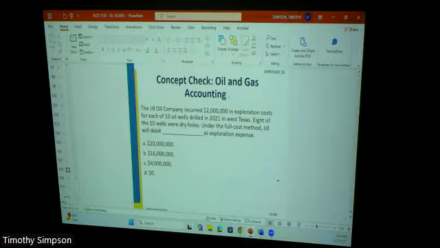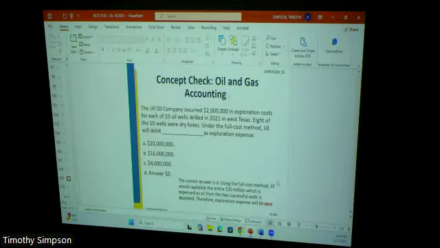All right, Jill Oil, this quick one is done here. Jill Oil Company incurred $2 million in exploration costs for 10 wells drilled in 2021 in West Texas. Eight of the 10 wells were dry holes. Under the full cost method, we're going to debit what? $2 million? Or, I'm sorry, $20 million. It was 2 million times 10 wells. There's no $2 million answer there. It's 2 million per well times 10, which is 20 million, and we're going to simply debit all of it to exploration expense under this particular full cost method.